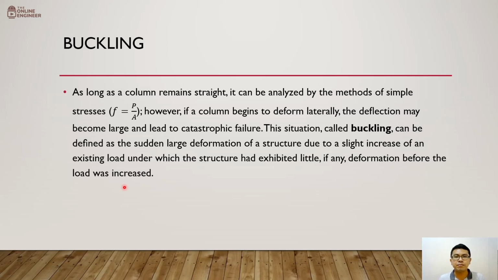applied onto it. However, if a column begins to deform laterally, when we say laterally, it will bend on its side, most of the time on its weak axis, the deflection may become large and lead to catastrophic failure. This situation is what we call buckling. And this can be defined as the sudden large deformation of a structure due to the slight increase of the existing load under which the structure had exhibited little, if any, deformation before the load was increased.